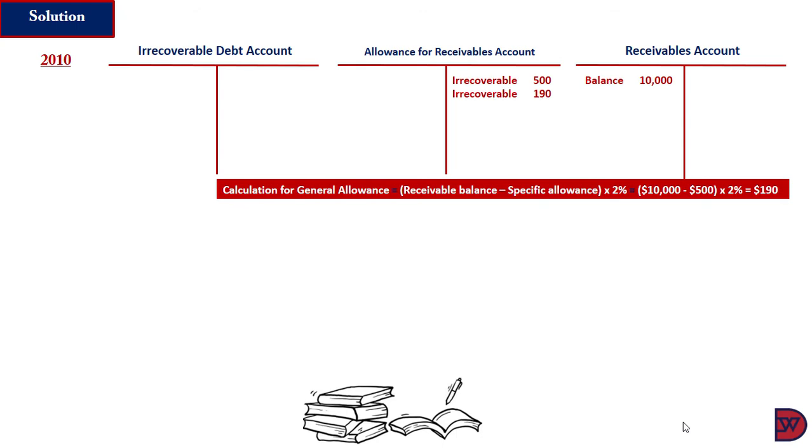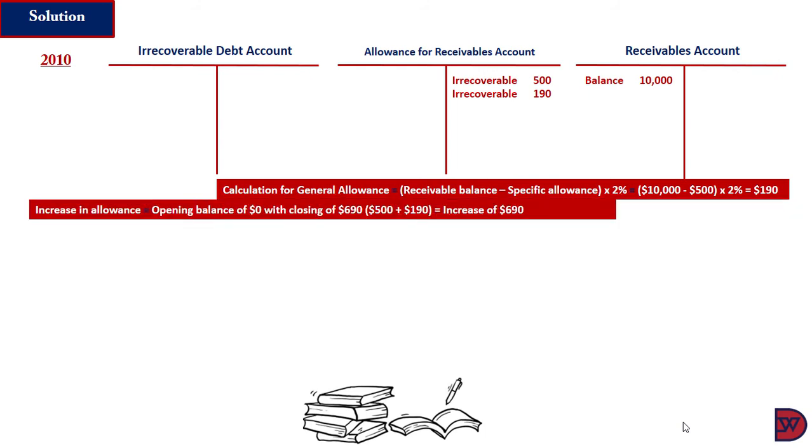Now, we realize that the allowance for receivables has a 0 opening balance. There is an increase because the opening balance was 0 and the closing balance was $690. So when there is an increase, we have to come to the irrecoverable debt account and debit it in the name of allowances. Let's come on balance and close off the accounts.